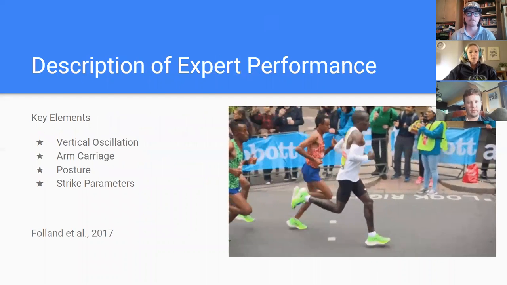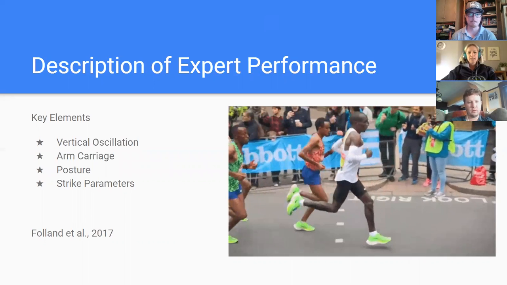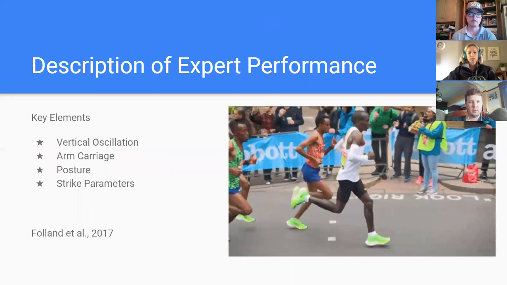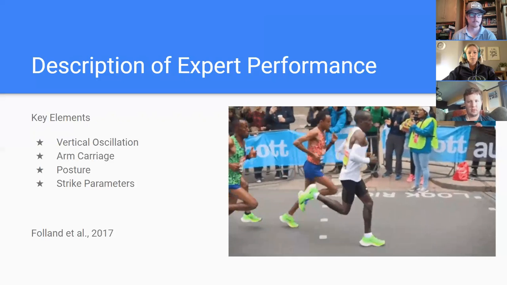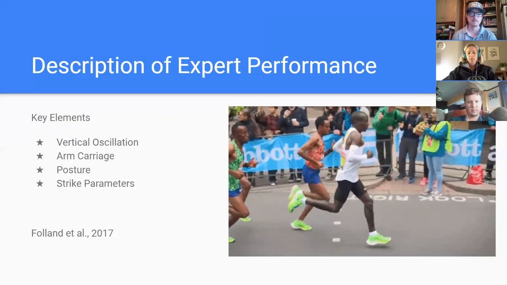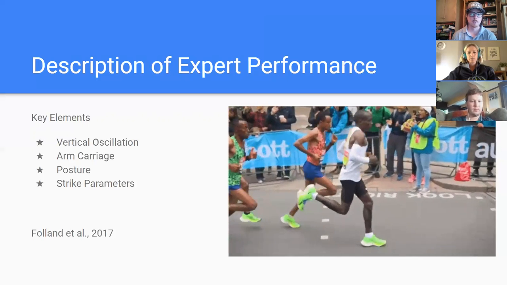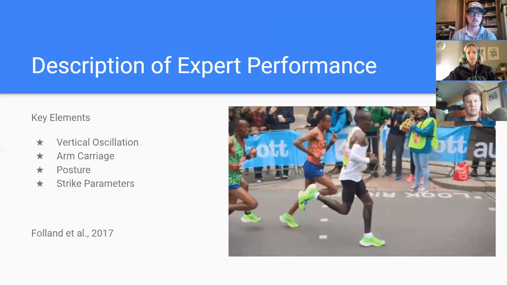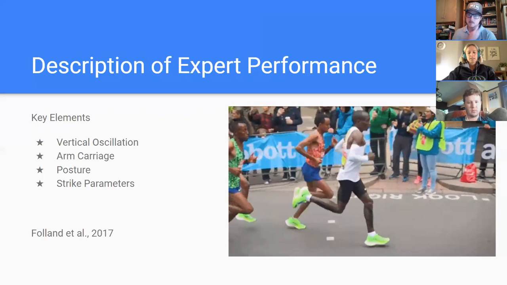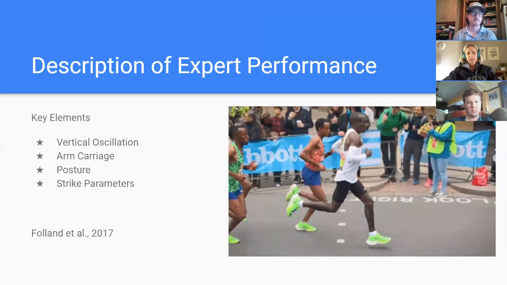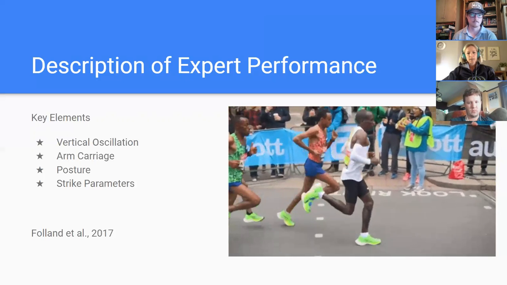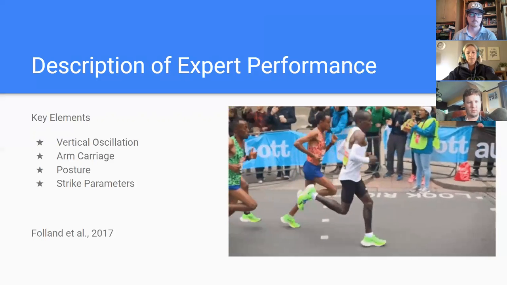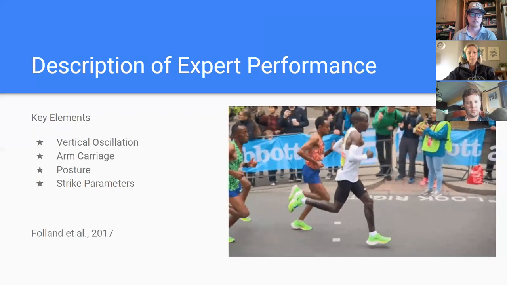Great. So our description of an expert performance, as we take a look here at Kipchoge, is the following four elements. There's the vertical oscillation, which is just another word for vertical displacement. We want to minimize that in an expert running performance so that horizontal displacement is maximized. And also the arm carriage, looking at that nice 90-degree arm right there, and then producing as well that triangle in the backswing.